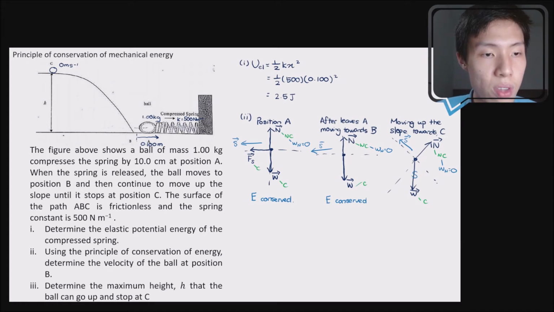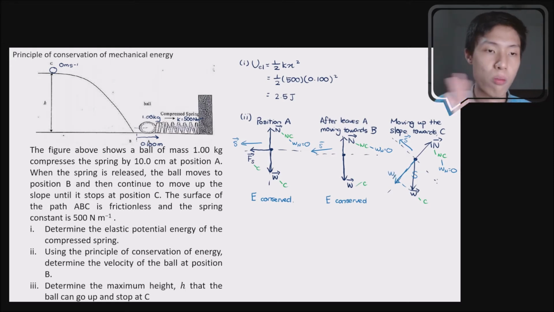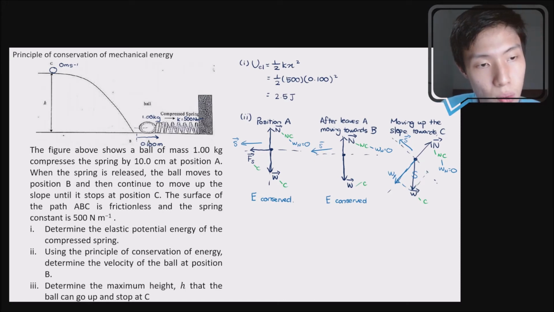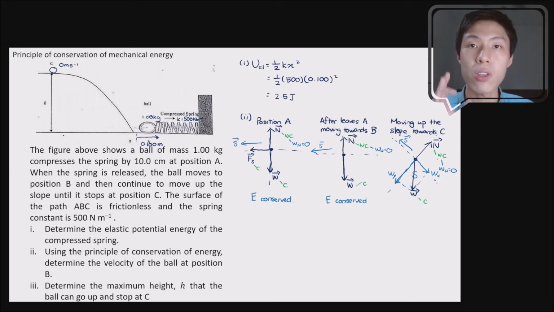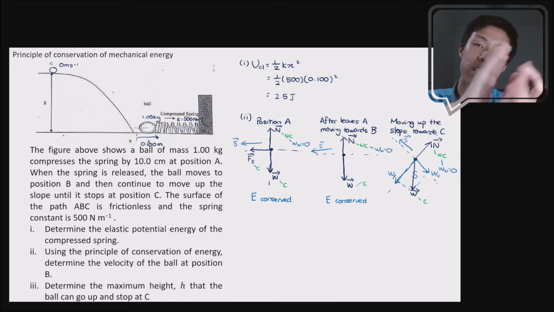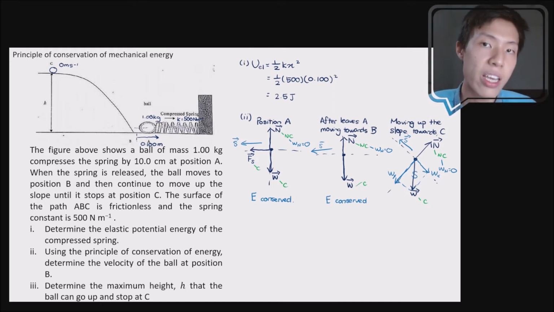Yes, indeed. The weight here can be resolved into two components. One component is perpendicular to the direction of motion. So this component, the Y component of weight here, will not do work. Whereas the X component of the weight, which is in this direction, will be doing work. But it's a negative work since the displacement and the X component of weight are in opposite directions. So you should expect negative work.